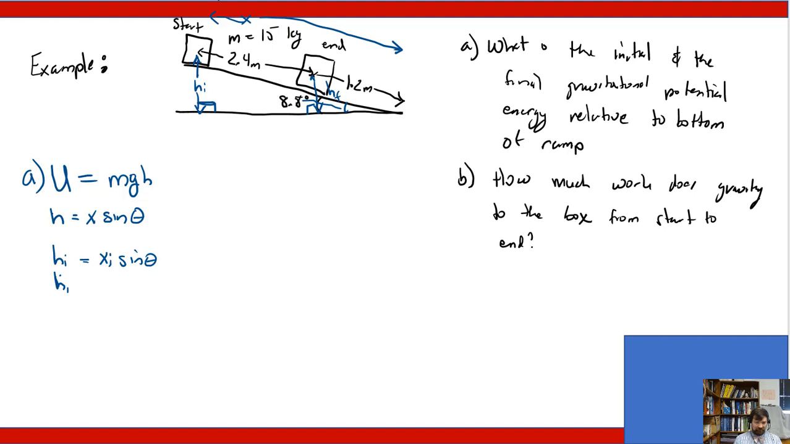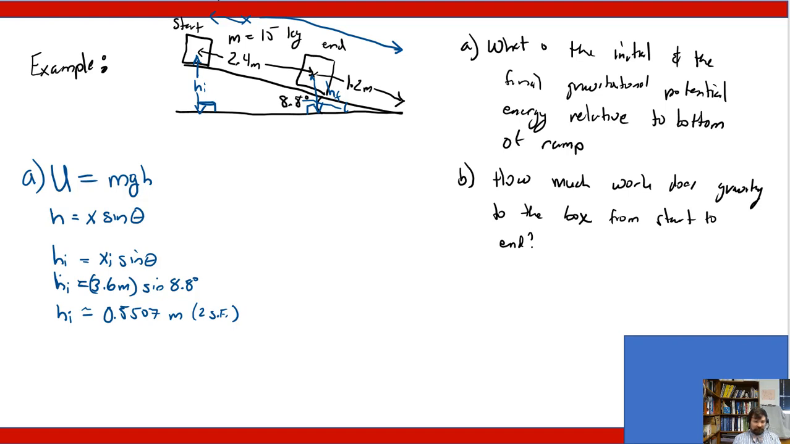And so that means that my initial height, 2.4 plus 1.2 is 3.6 meters, times the sine of angle 8.8 degrees. So going with my calculator, I have 3.6 times sine of 8.8. Okay, and that is 0.5507. I'm going to retain some extra digits and round at the end, but we could say 0.5507 meters to two sig figs.